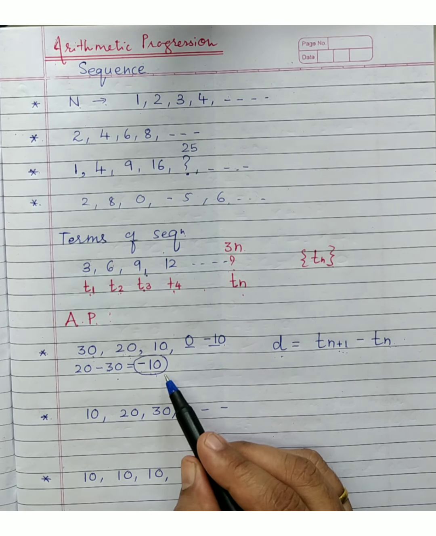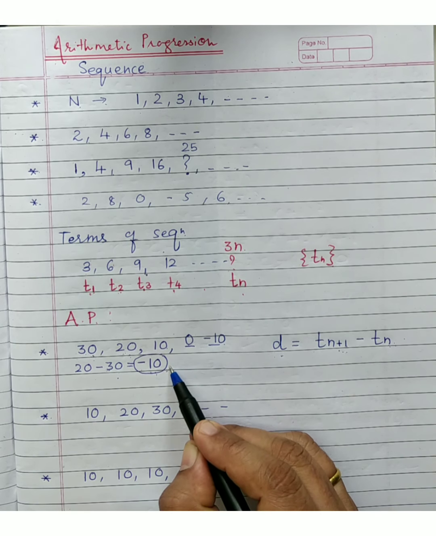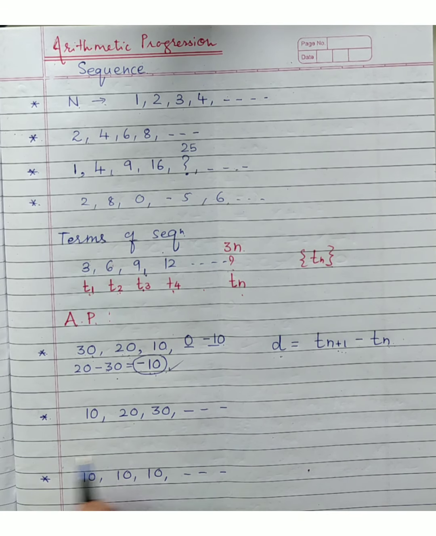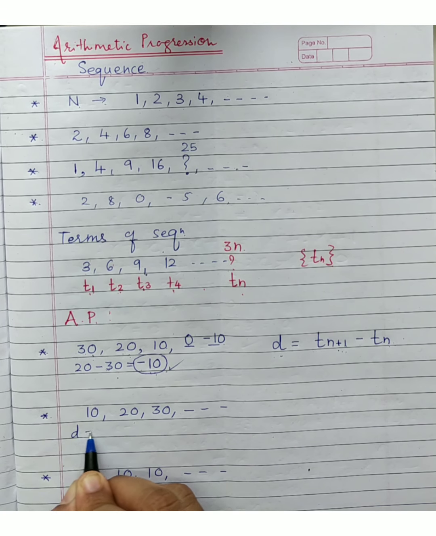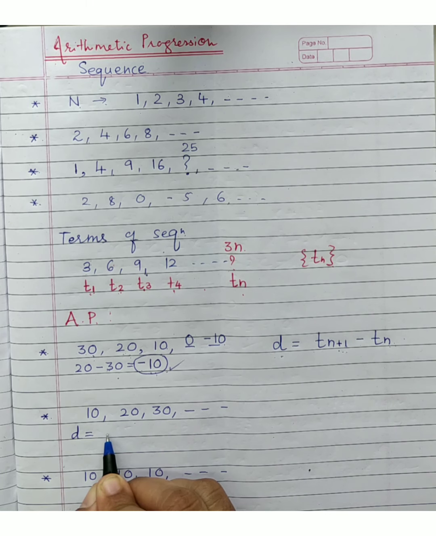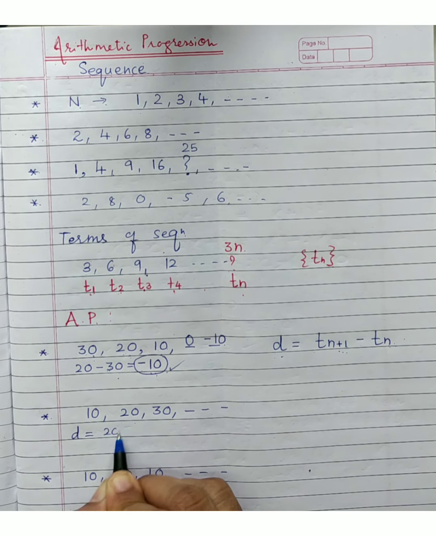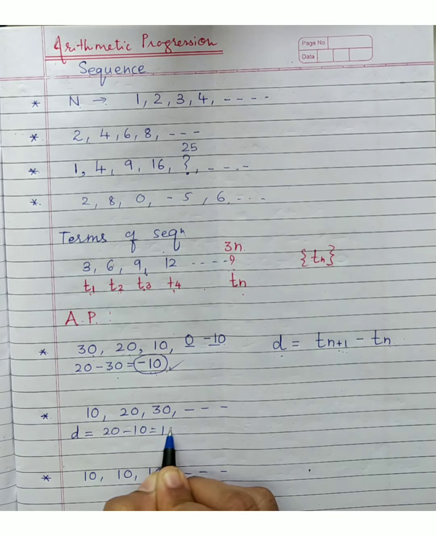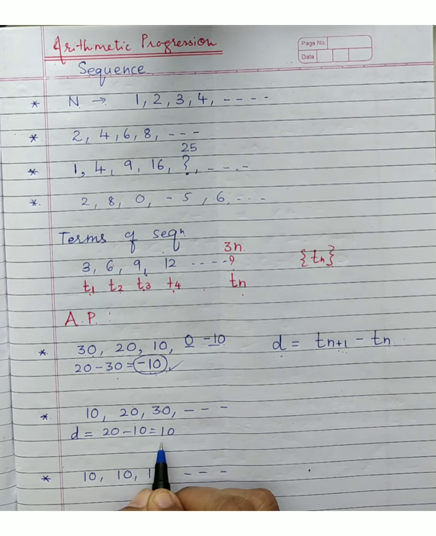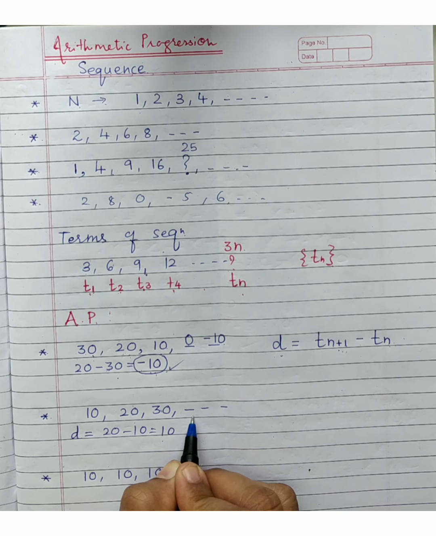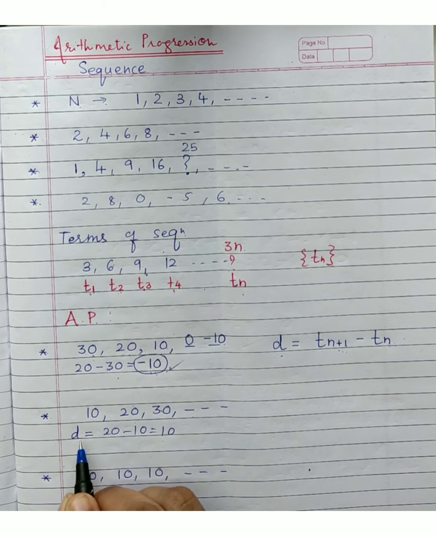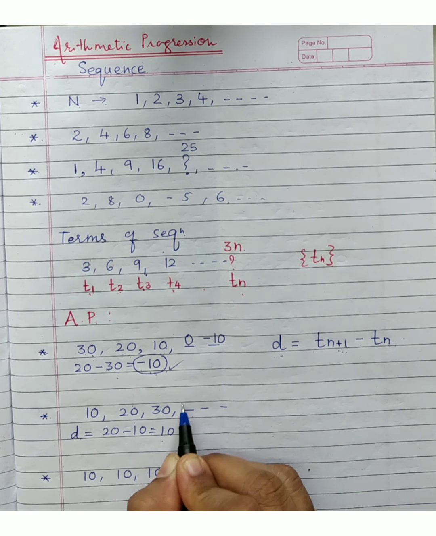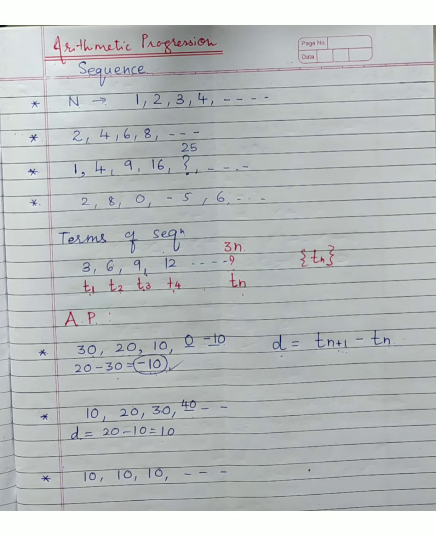And what did you find here? The common difference is negative here. Let's go for the second case. Now you can tell me what is the common difference. 20 minus 10, the answer is 10. 30 minus 20, 10. Right? So how would you find the next term? 30 plus the common difference 10, the answer is 40, and so on.